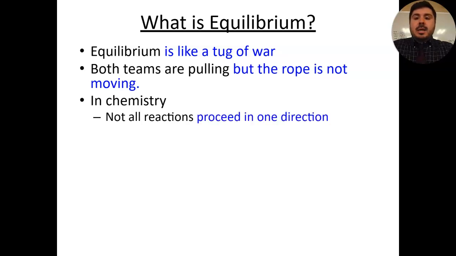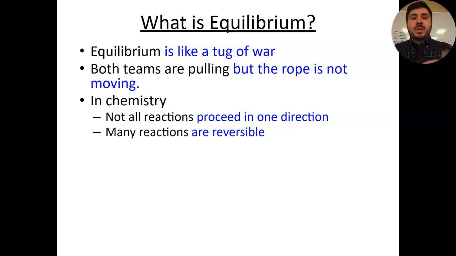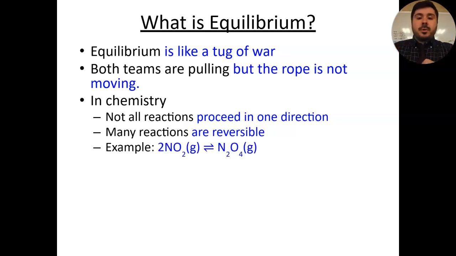So in chemistry, not all reactions proceed in one direction, right? Up until this point, a lot of what we've seen in this class, whenever we've seen chemical equations, they've all been one-sided, with an arrow pointing in one direction only. But in reality, a lot of reactions in chemistry are actually reversible, which means the reactants you're using to form products can also have those products turn around and move in reverse to form more reactants.